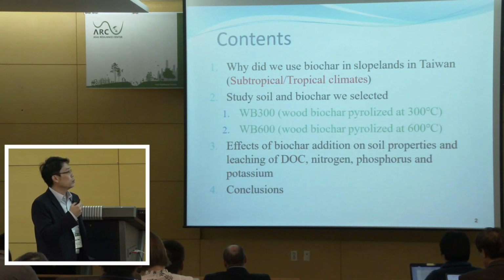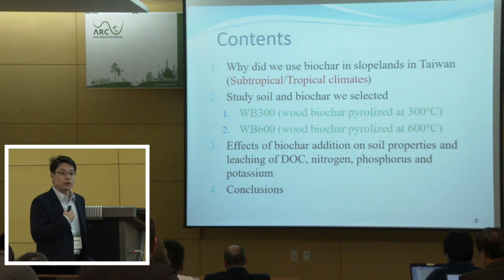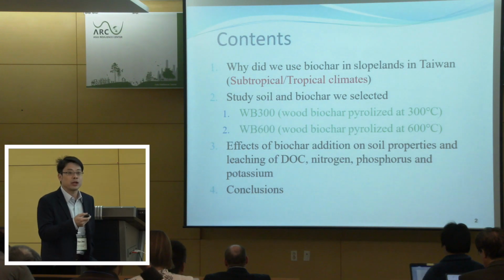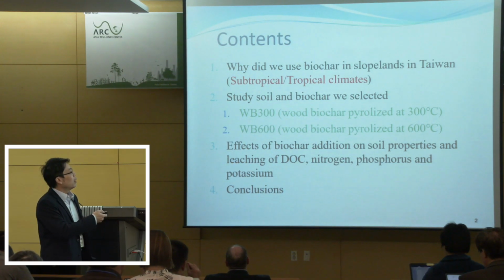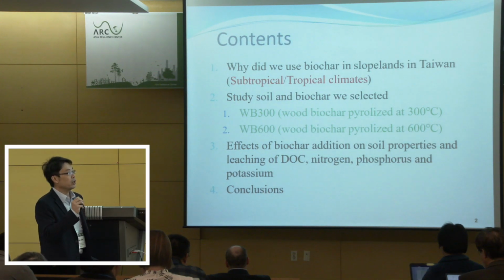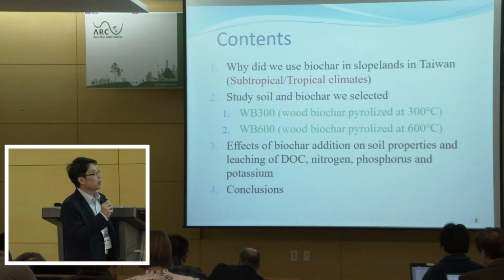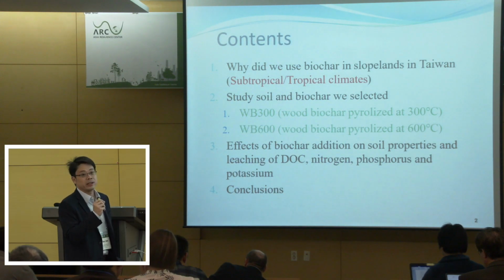Second, I want to introduce the soil we used and the biochar we used. We used two biochars: a low temperature biochar and a high temperature biochar. And finally, I will talk about the effect of biochar addition on soil properties and the leaching of DOC and nitrogen, phosphorus, and potassium.